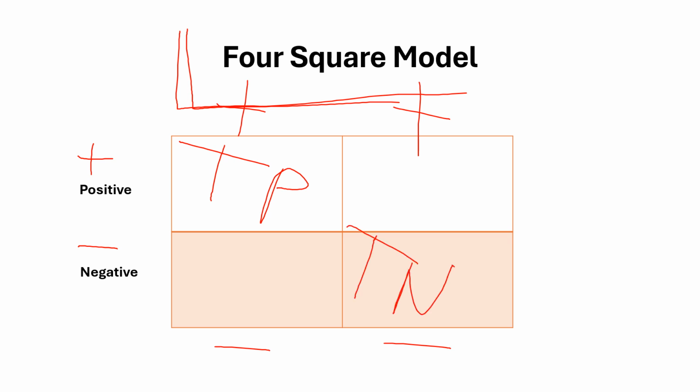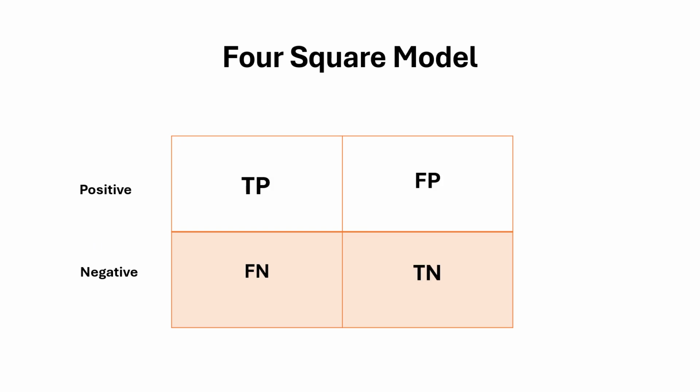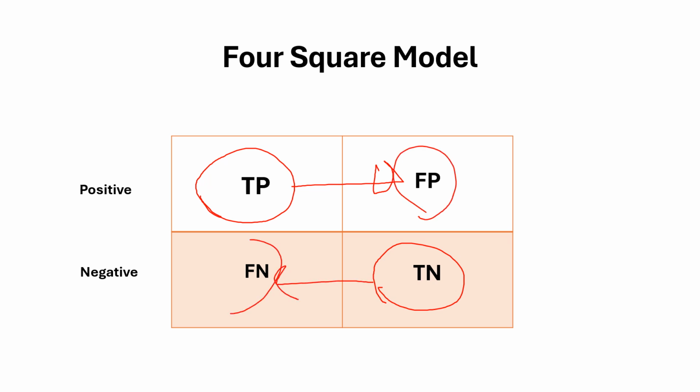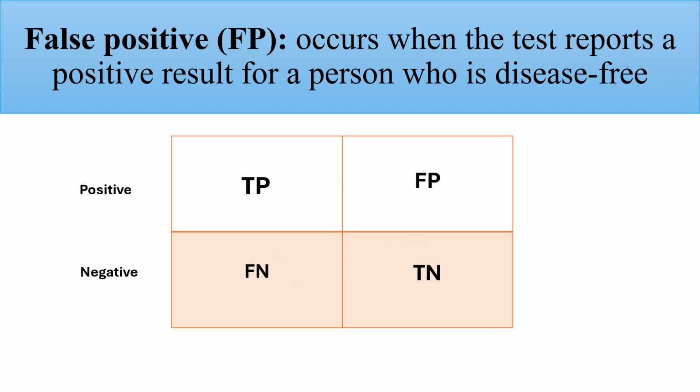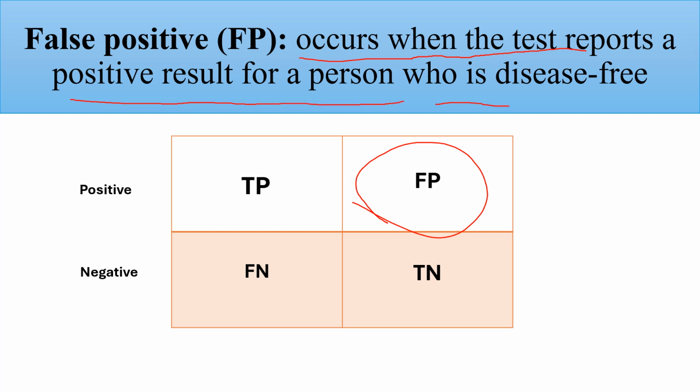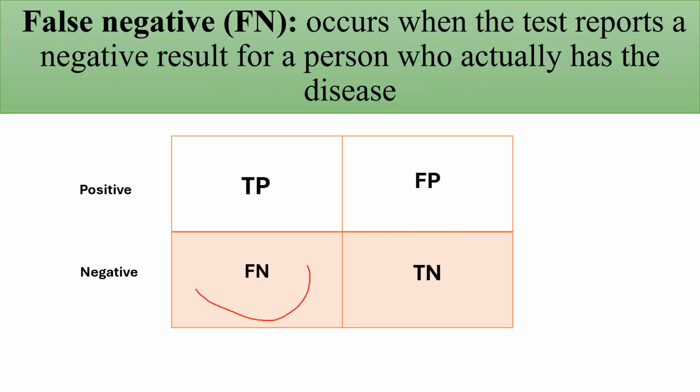Of course, here the top part is positive, so this will be false positive, and the bottom is negative, so here will be false negative. Again, here is true positive, here is true negative, and the top part here will be false positive, and here will be false negative. What is false positive? A false positive occurs when the test reports a positive result for a person who is disease-free. A false negative occurs when the test reports a negative result for a person who actually has the disease.